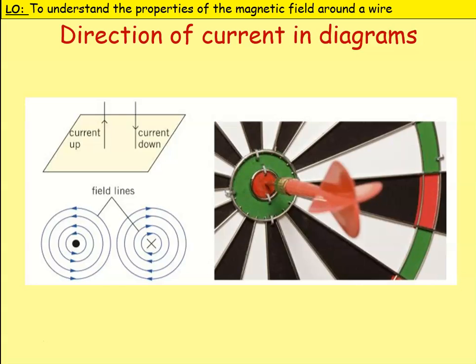Imagine it's a dart. When you throw a dart away from you, you can see the cross. So that's travelling away. When you see a cross, the current's travelling away from you. If you throw a dart towards someone, you'll see a point. So when it's a point or a single circle, that's coming towards you.